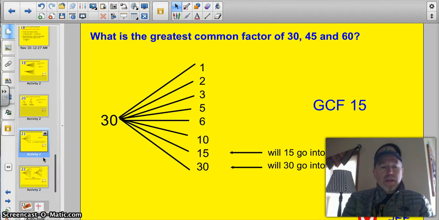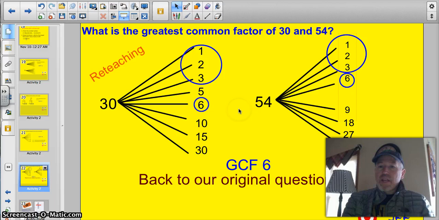All right. Quick reteaching for those of you who missed it. If you don't know how to do this, I suggest this method here, the very first method. Make a factor tree for each of the numbers and look for those numbers that are shared. So for 30, I made a factor tree, and for 54, I made a factor tree. If you don't remember how to make a factor tree, go back and check out video 4.1a. All right? Circle the ones that are common. Find the largest one that is circled, and that is your GCF. So for 30 and 54, once again, it's number 6.